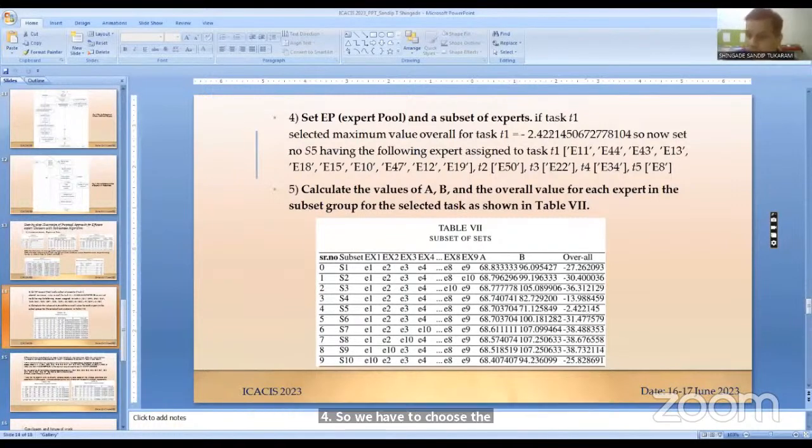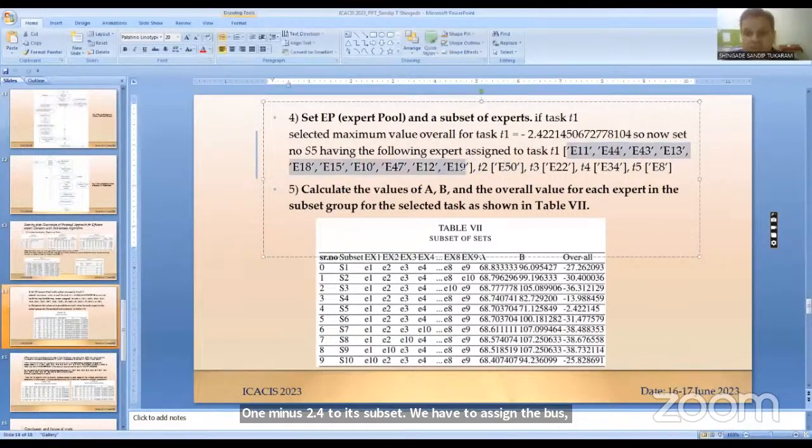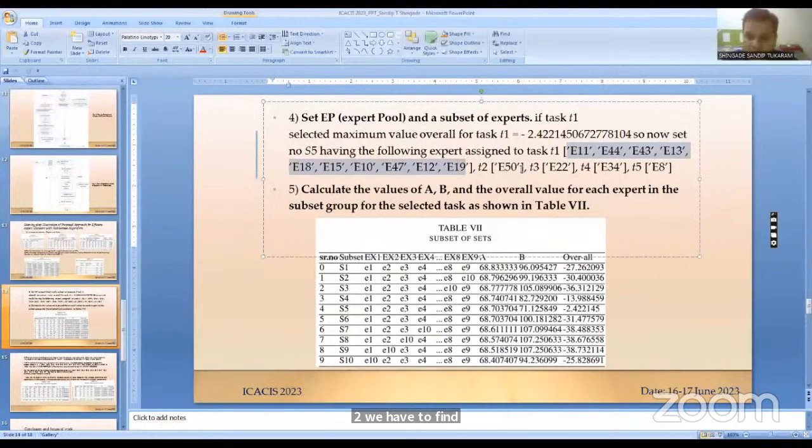So in task 1, minus 2.422 is a subset. We have to assign the task, and it will be assigned with that particular subset. So we say that E11 to E19, this expert set, we have to select it. Similarly, from T2, we have to find the best possible experts according to task T4. We know that 5 experts are required, so we have to find the next 5 experts.